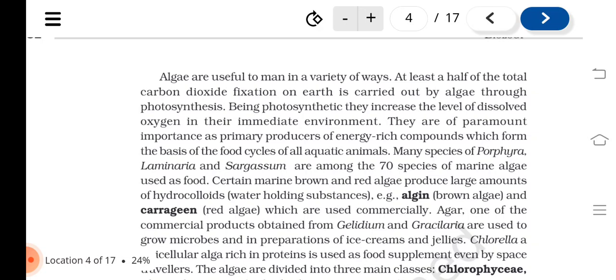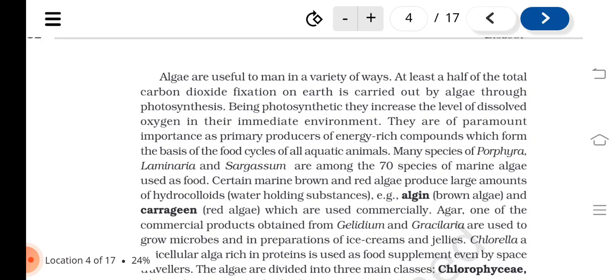Algae are useful to man in a variety of ways. At least half of the total carbon dioxide fixation on Earth is carried out by algae through photosynthesis. Being photosynthetic, they increase the level of dissolved oxygen in their immediate environment. They are of paramount importance as primary producers of energy-rich compounds which form the basis of the food cycles of all aquatic animals.